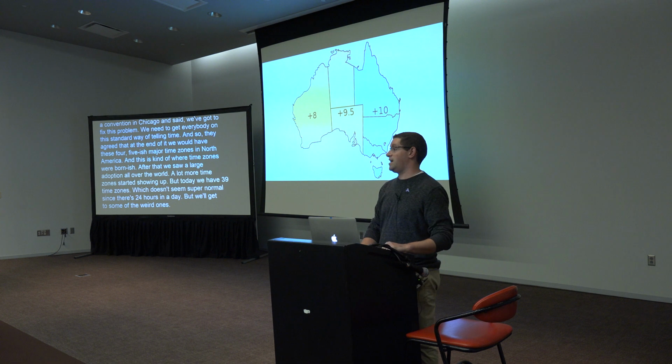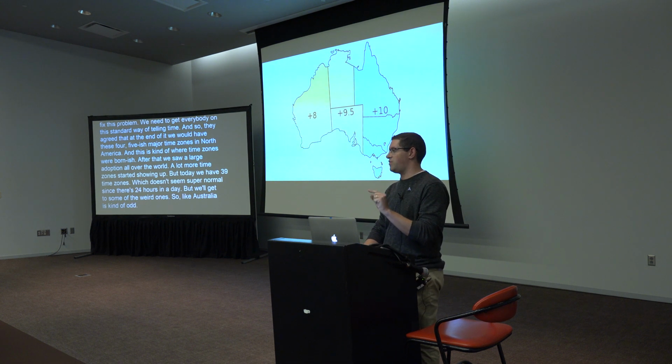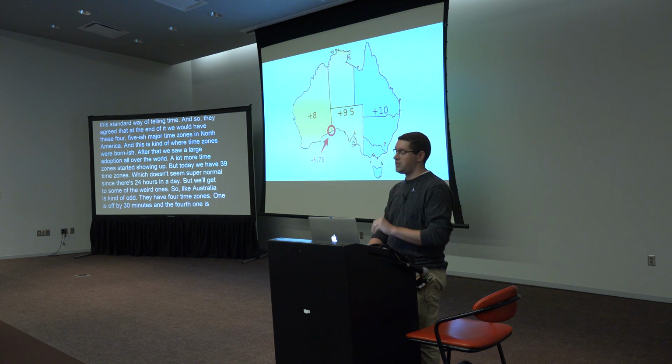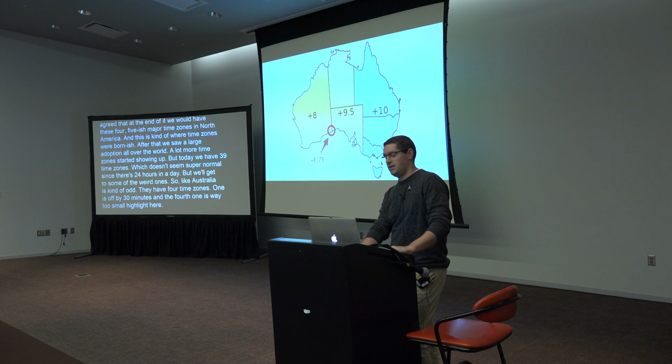So like Australia is kind of odd. They have 4 time zones. One is off by 30 minutes, and the fourth one is way too small to highlight here. But it's off by 45 minutes instead of 30.